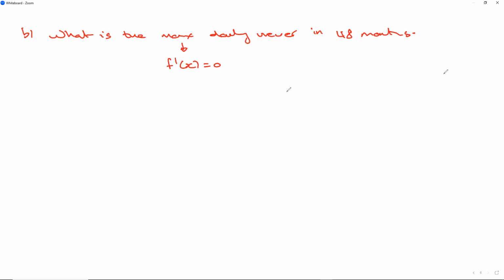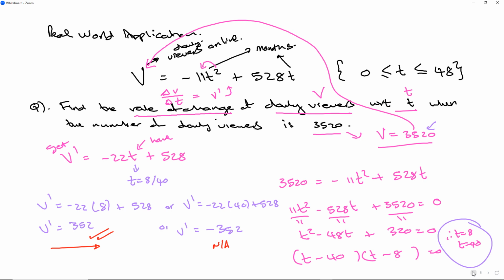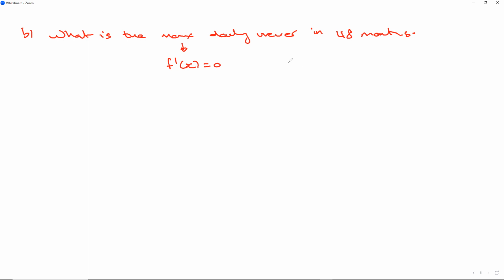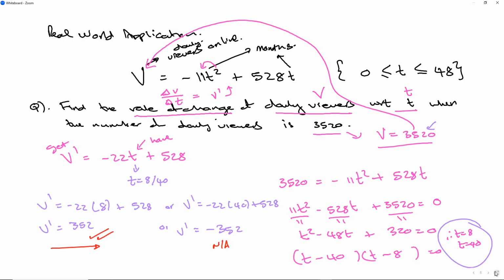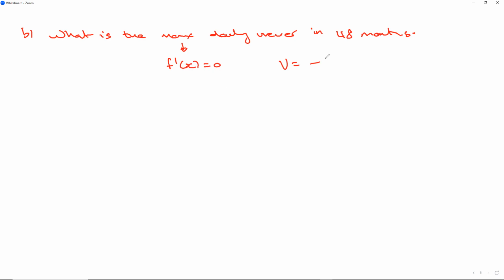Let's go back to the original function. Let's see what it looked like. So the original function was v equals negative 11t squared plus 528t. So what is the maximum daily viewers in 48 months?